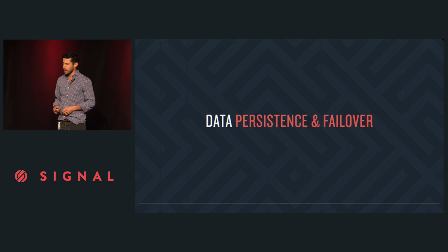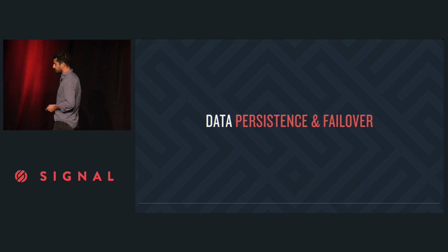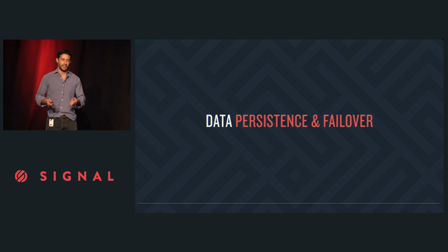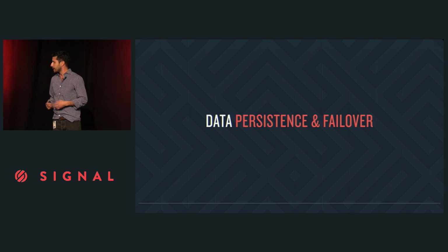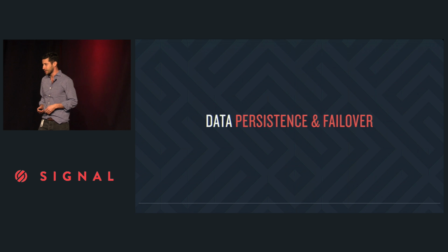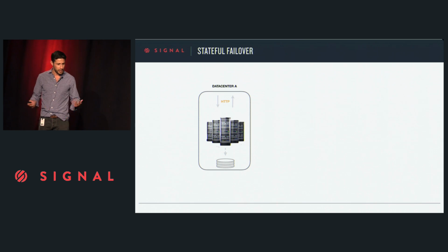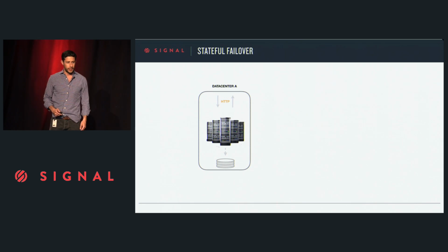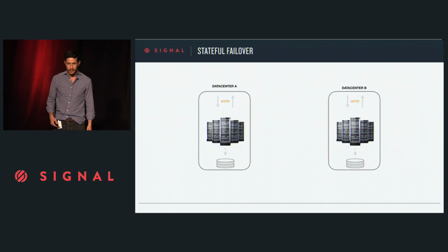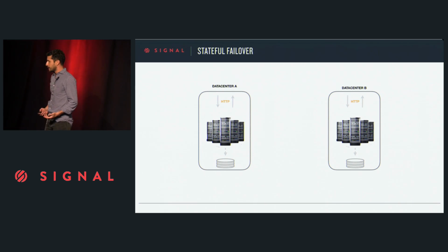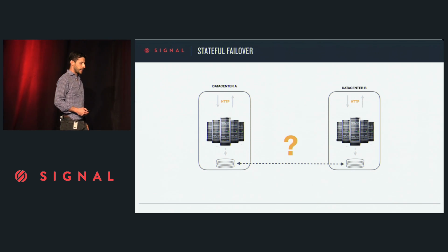Next, we're going to talk about our second scaling challenge, data persistence and failover. Data persistence is the hardest technical problem that any software as a service company faces at scale. And it pretty much boils down to this. You have your application in one data center, you want a failover infrastructure in a secondary data center, and this looks easy. The big question is, what do you do with the database, right? That problem is not that easy.